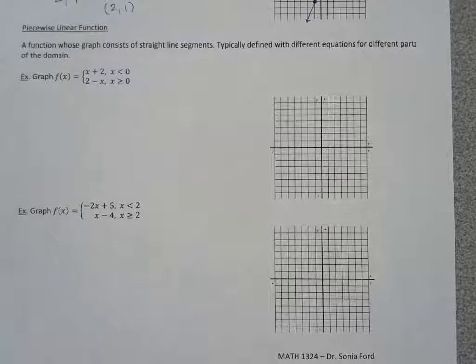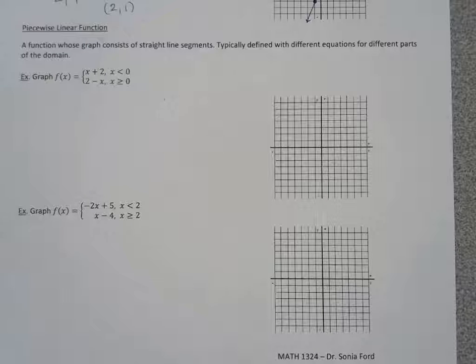A piecewise linear function is a function whose graph consists of straight line segments, typically defined with different equations for different parts of the domain. So in the first example, we want to graph the function f, where it's equal to x plus 2 on the interval where x is less than 0, and then it's going to be the rule 2 minus x when x is greater than or equal to 0.